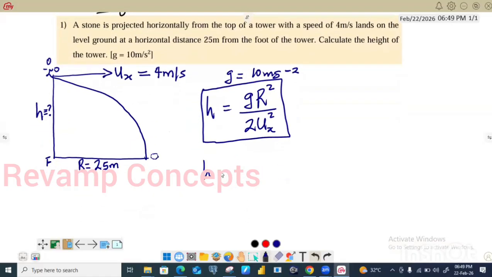Let's substitute. H will be equal to, our r is 25, our g is 10. So we have 10 multiplied by 25 squared, everything over 2 multiplied by our u, which is 4, so 2u squared. If you press your calculator, what will you have? 10 times 25 squared, that's 6,250. So what will be the final? Divided by the denominator.